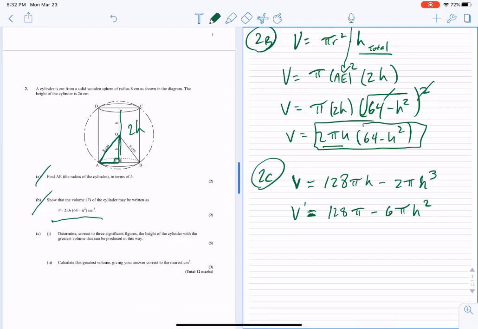So I'm going to say that 128 pi minus 6 pi h squared will equal 0. That means that 6 pi h squared will equal 128 pi. So what I'll have here is h squared is equal to 128 pi over 6 pi. These pi's cancel. And what is 128 over 6?